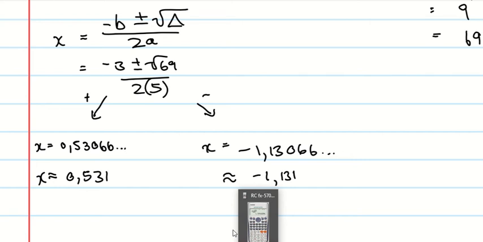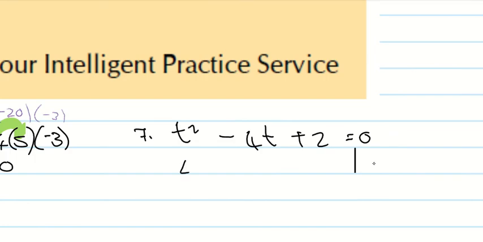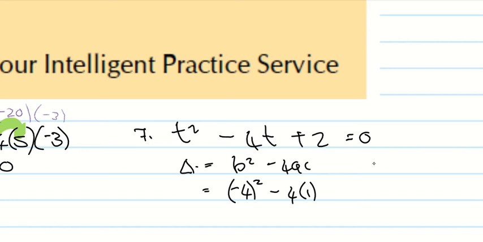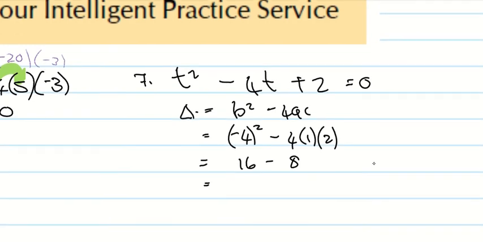You got the same answer. Good. Determining the discriminant will be my first step, so I'm going to write out discriminant is equal to b squared minus 4ac. Then I do my substitution, so that will be negative 4 squared minus 4 times 1 times 2. Okay, so this will be 16 minus 8. So my answer is 8.